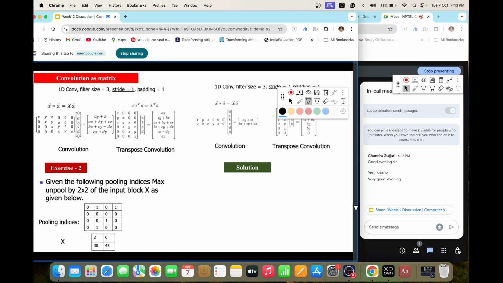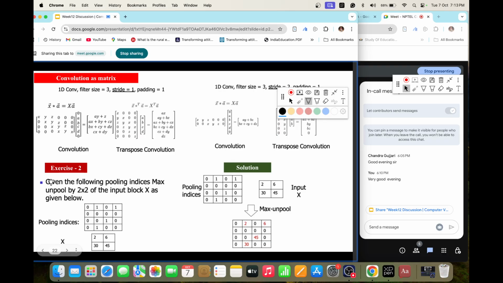Again, these are the theories. This is exercise 2: given the following pooling indices, max unpool the 2 cross 2 input block X given below. This is the pooling index, and this is your max pooling result. Now you have to get the max unpool. Very easy. 2 you put over here, then 6 over here, 30 over here, and 45 over here. That is how you do max unpooling.